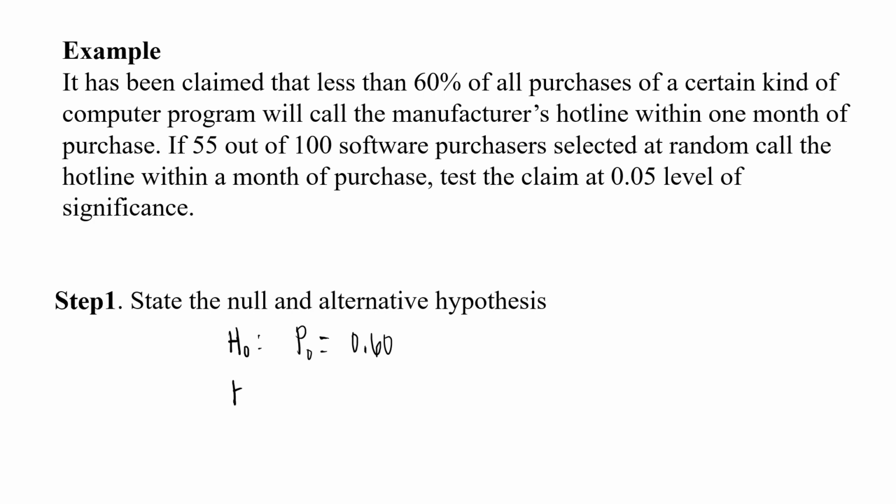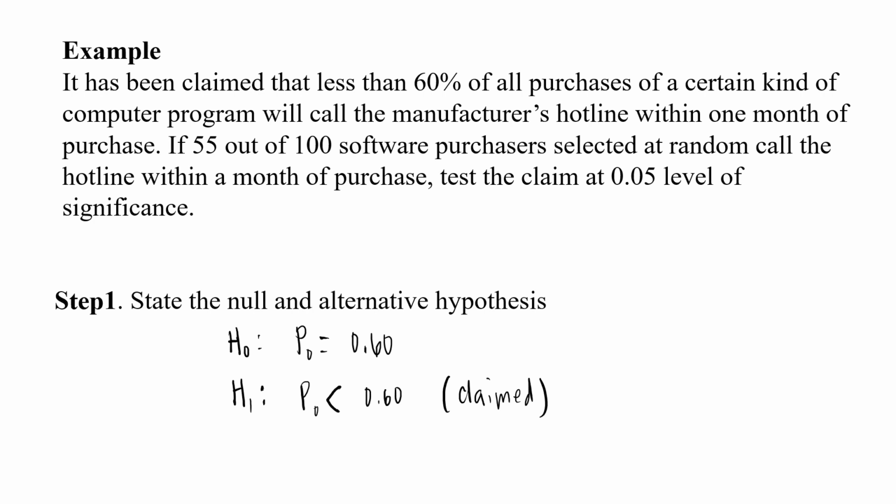Then, the alternative hypothesis. Okay? So, the proportion is less than 0.60. So, yung claim dito is less than 60%, 60% daw. So, ito yung ating claim, yung ating alternative hypothesis. Ito yung claim. So, ngayon, check natin kung true ba si null hypothesis.